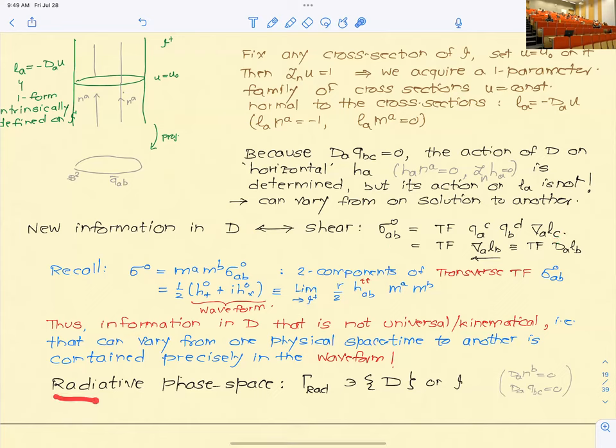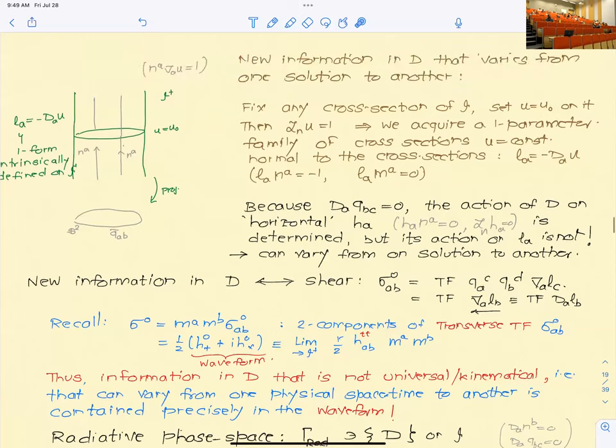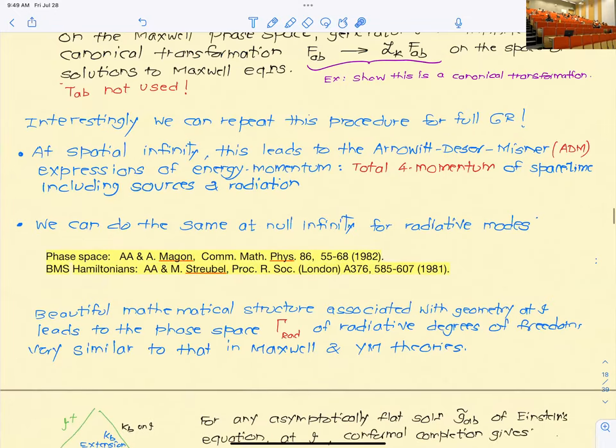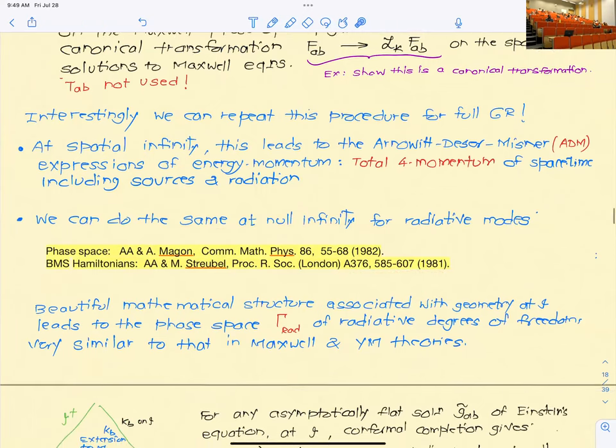And the radiative phase space is just obtained. It's just the space of all these D on scri which are compatible with n and Q_ab. And it turns out that it is on this radiative phase space that there is actually a symplectic structure. And on that radiative phase space, as I'll explain in the next lecture, we can define the Hamiltonians and fluxes.